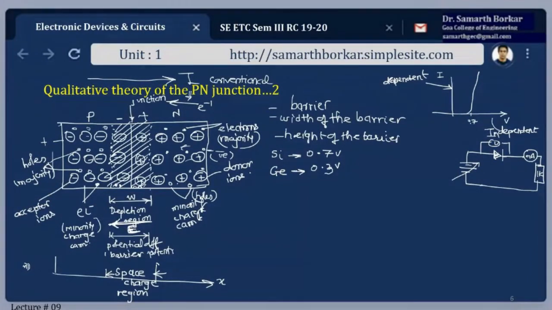Now recollect the definitions of diffusion and drift. Both are related to the movement of free charge carriers. For diffusion, we are least bothered about the voltages across its terminals. It is purely dependent upon the concentration gradient, meaning if we don't have an equal number of holes and electrons, if they are not uniform, then the holes, which are the majority charge carriers or maximum in number in the P region, will try to go into the N region. Electrons are more in the N region, so they will diffuse into the P region. On account of this, it will create a current which is referred to as diffusion current.